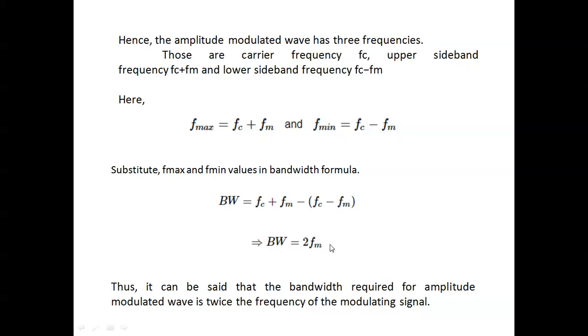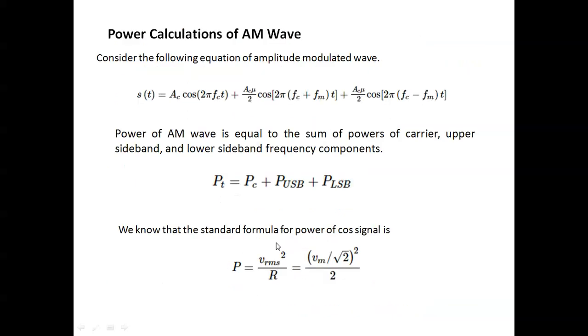So this is the final equation for amplitude modulation bandwidth. We have 2 Fm, twice the modulating frequency, as the bandwidth for an AM modulated signal. Okay, this is the bandwidth of AM modulation, and similarly we have to calculate the power of the AM waveform.